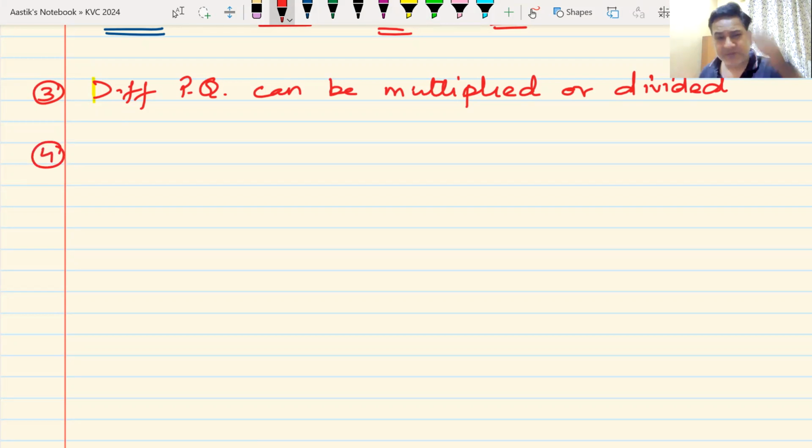Now there is one special case that you must remember. Let me ask you this question: if you divide two same quantities, what will you get? You will get one? No. 5 meter divided by 2 meter, is it one? No, it is not one. If you divide two same physical quantities, what will you get?